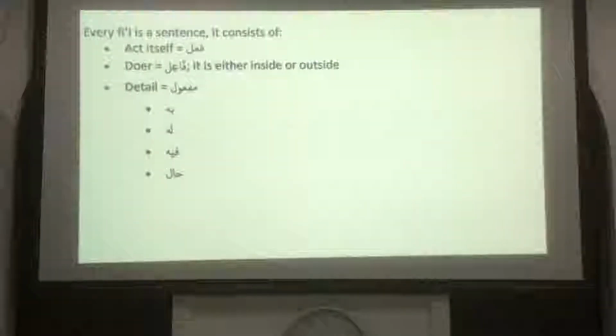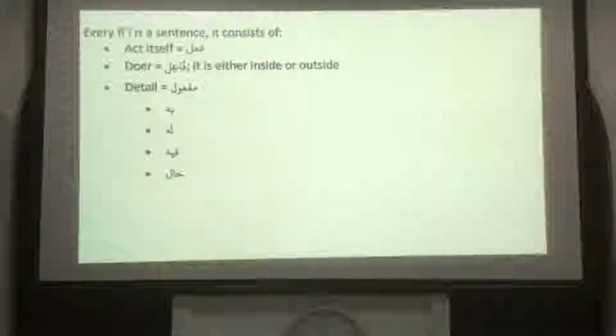Every fi'l is a sentence. We know that it consists of an act itself, which we call fi'l. The doer is called fa'il. Now don't get confused. The doer, we always know as Rafa, but in the fi'l study it's called fa'il, meaning who did the job. The status is Rafa, but it's called fa'il. So if I say in English, I prayed, it means I am the Rafa. The status of the word Ana is Rafa, but because I did the job, I am fa'il. And the detail is the maful that we just learned.